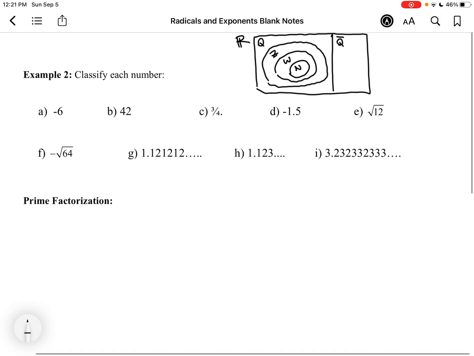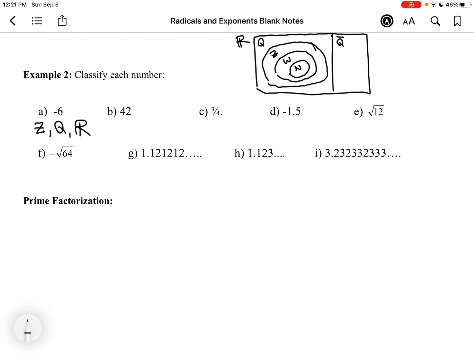-6 is an integer. It's not whole because it's negative, but it is an integer. And so it belongs to Z. It also belongs to Q because Z is within Q. It's rational. And it's also, of course, a real number.